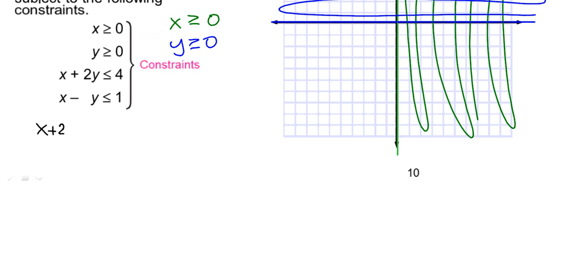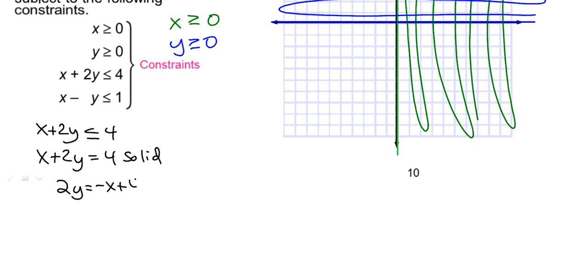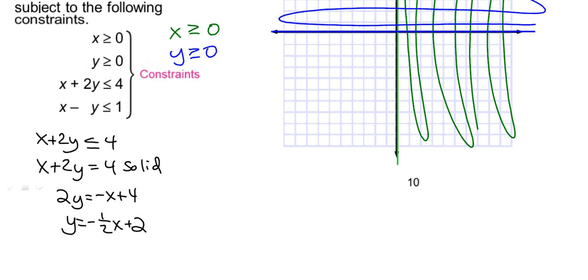So x plus 2y is less than or equal to 4. And so we're going to graph x plus 2y equals 4, and we're going to use a solid line. When we get y alone, 2y equals negative x plus 4. Y equals negative 1/2 x plus 2. And so we have a y-intercept of 2 and a slope of negative 1/2.